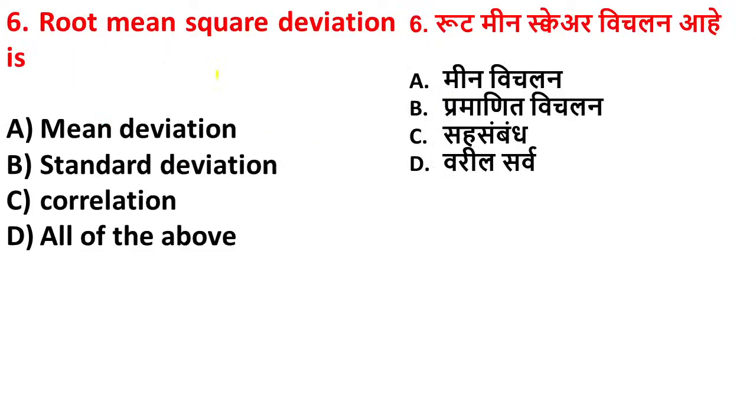Question number 6. Root mean square deviation is: option A mean deviation, option B standard deviation, option C correlation, option D all of the above. Here option B, standard deviation, is the correct answer. Root mean square deviation is known as the standard deviation.